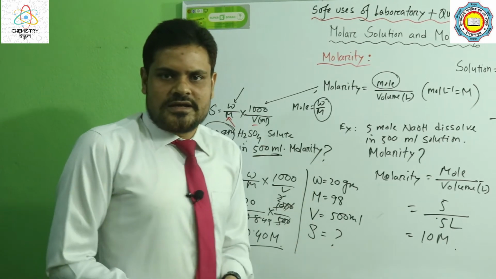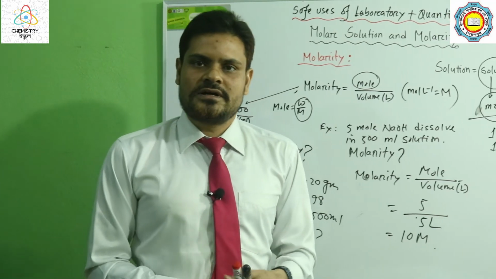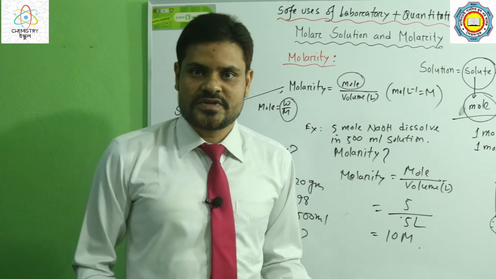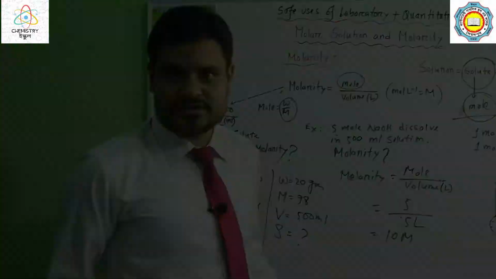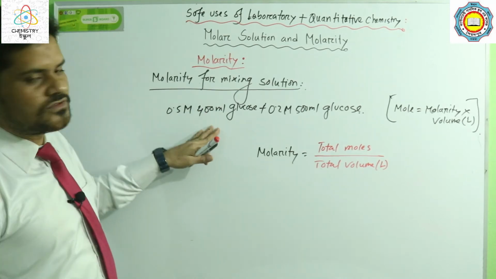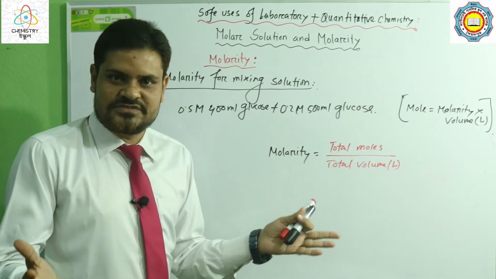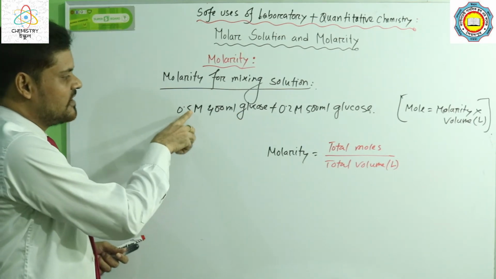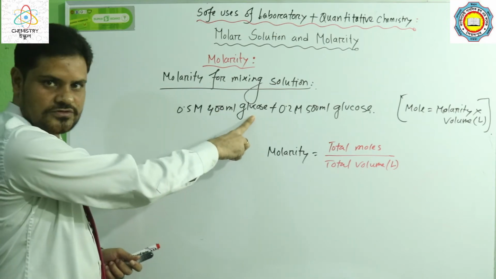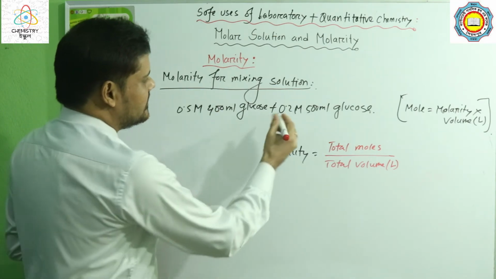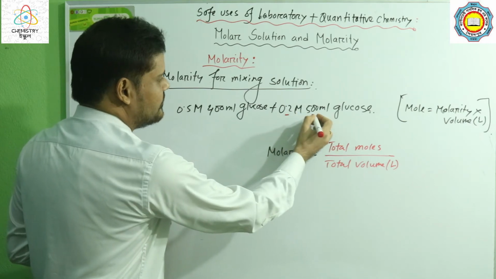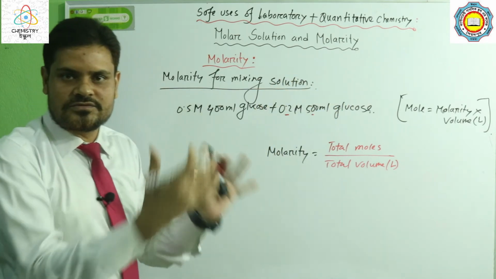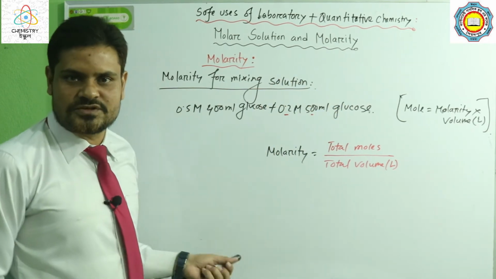Okay, dear learners, now we want to learn about the molarity for mixing solution. Let's go to know the mixing solution. Here we want to find out the molarity for mixing solution. I mean there is one container containing 0.5 molar 400 milliliter glucose solution. Another container contains 0.2 molar 500 milliliter glucose solution. If we mix these in a container, then what will be the molarity for the mixed solution?